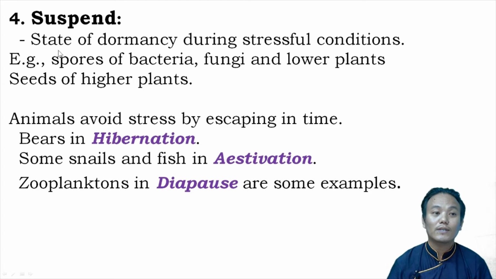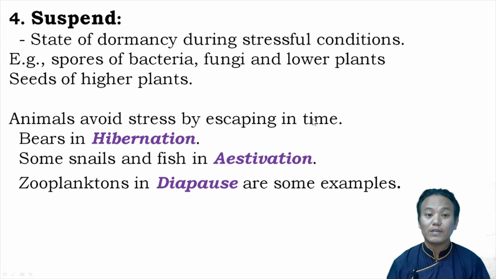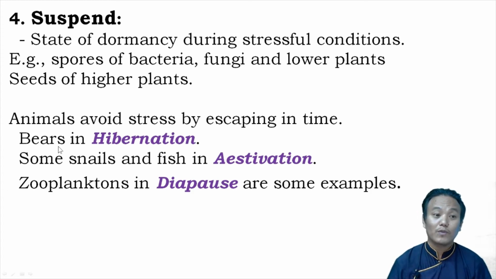So that is called the state of dormancy or suspension for these organisms. And in animals also, when the conditions become quite stressful, they avoid that stressful condition by escaping in time. For example, bears go into winter sleep known as hibernation when it gets really cold. We also have snails and fishes which enter into estivation during summer when it gets really hot and dry. And zooplankton enter into diapause when the external condition becomes quite stressful for them. These are some examples of suspension.